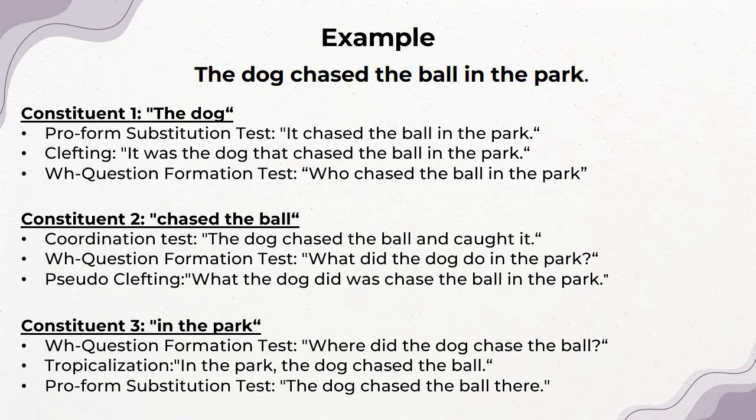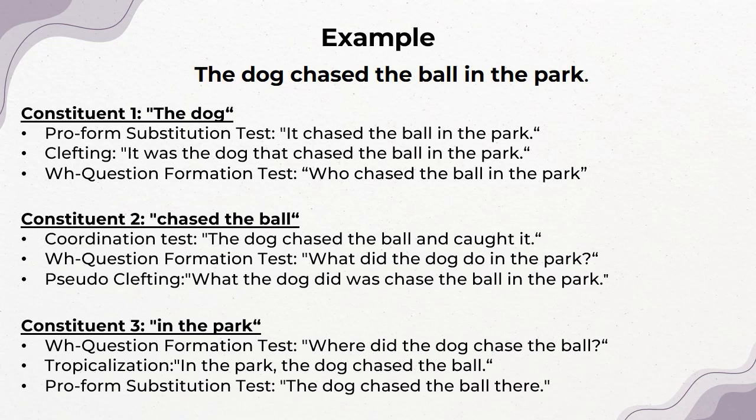The second constituent is chased the ball. Using coordination test, it will be, the dog chased the ball and caught it. Using the WH question formation test, it will be, what did the dog do in the park? Using the pseudo-clefting, it will be, what the dog did was chase the ball in the park.